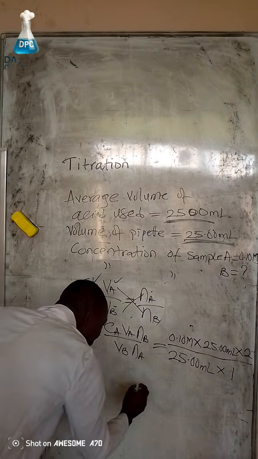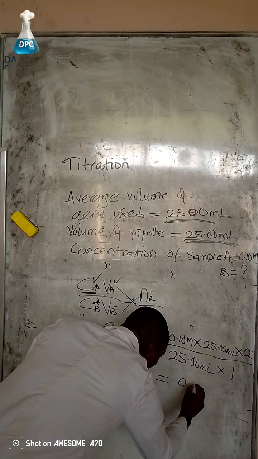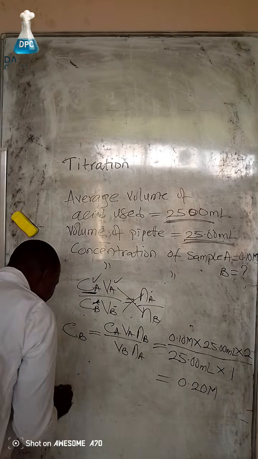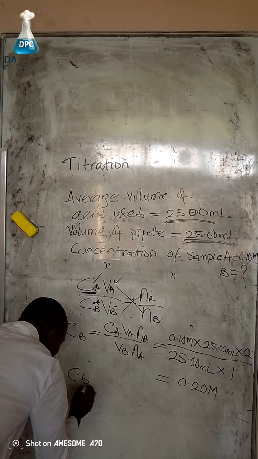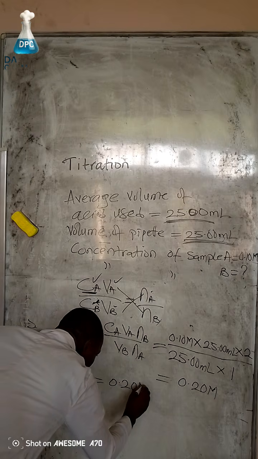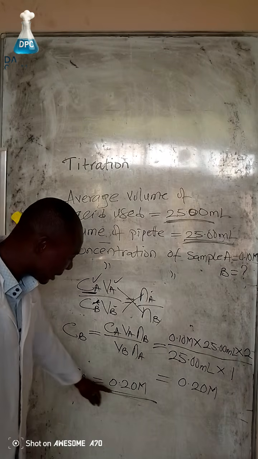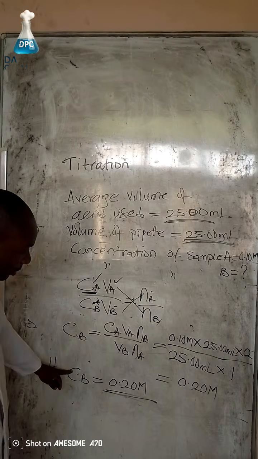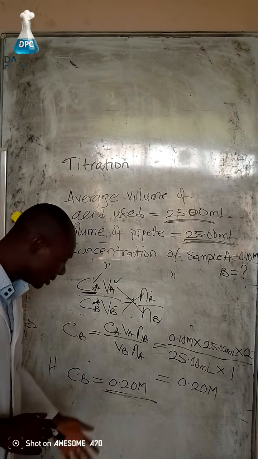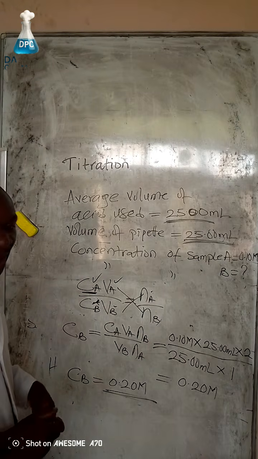Now, when you use your calculator and multiply this, divide by this, you will arrive at 0.20 molar, the concentration of solution B, which is our base. This is how you calculate the unknown concentration in titration.